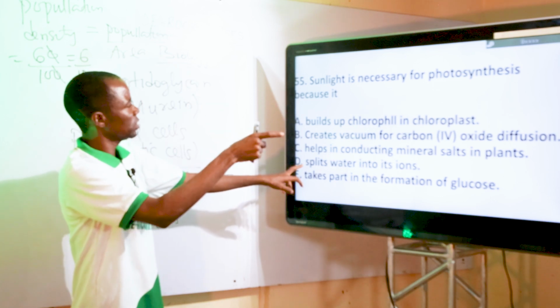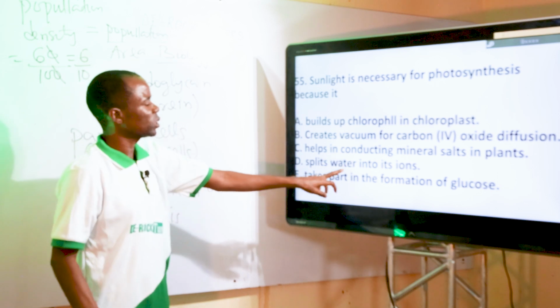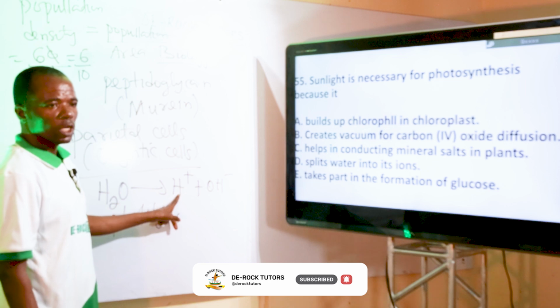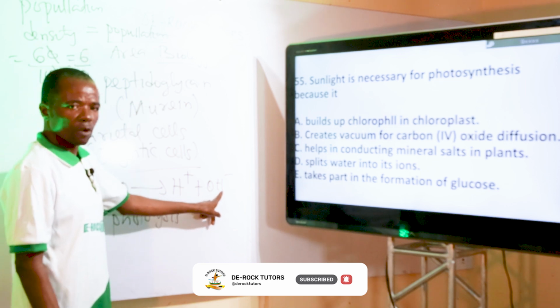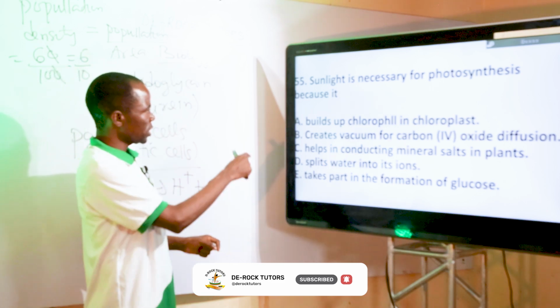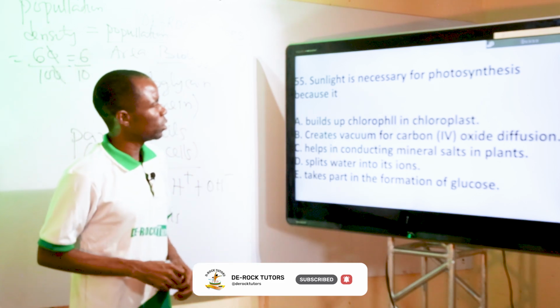Sunlight is necessary for photosynthesis because it splits water into its ions. We can see water being split into the ions, hydrogen ion and hydroxide ion, by a process called photolysis. So the correct answer for number 55 is option D.